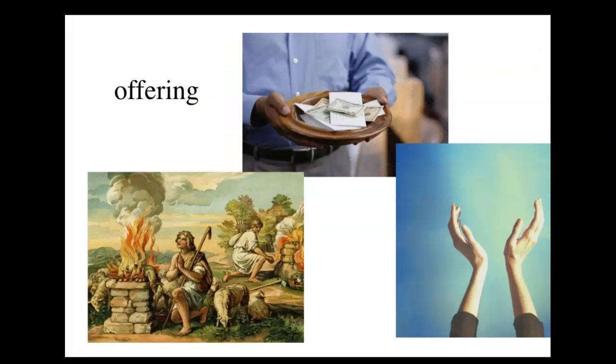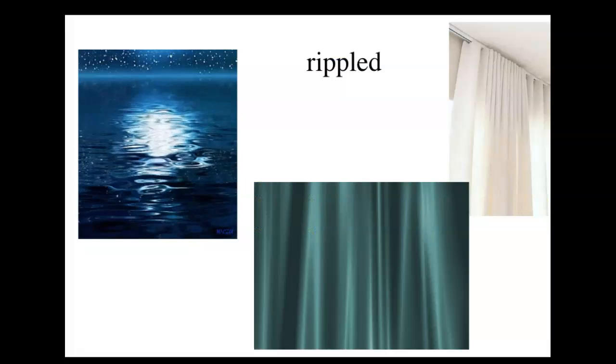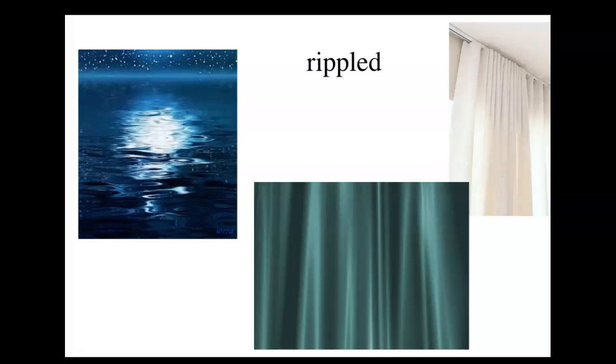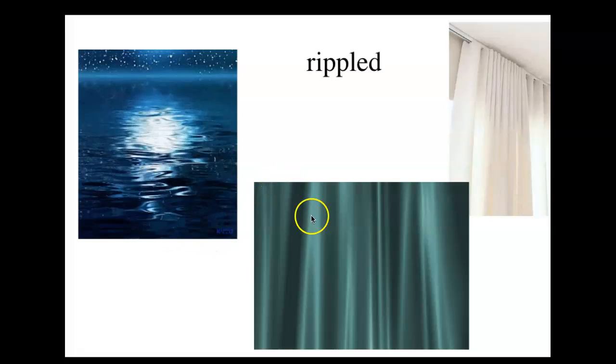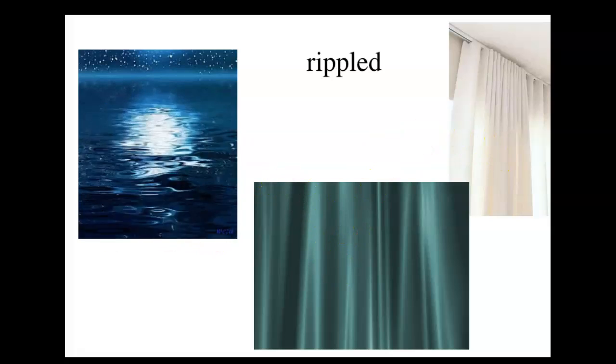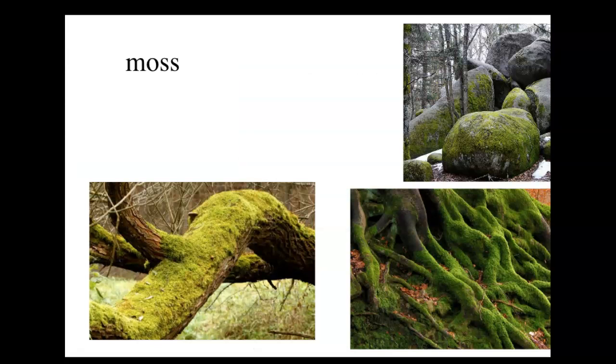Offering. Offering is something given as a gift or to help or to worship. Rippled. Ripples are these small waves on the surface of the water or something that looks like those waves, like these curtains. Moss. Moss are these small green plants that grow on the surface of damp things. Damp means things that are a little bit wet, like this tree limbs or these rocks.